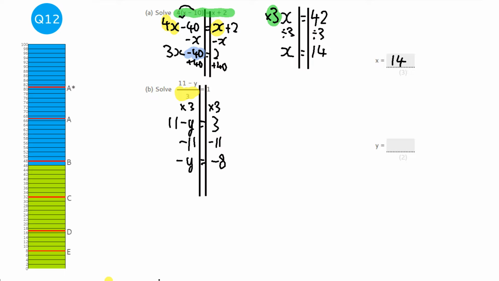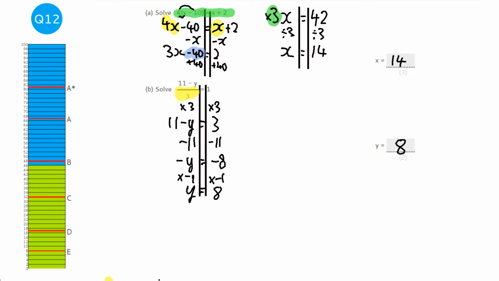Now something I can do here is I can times both sides by minus 1. When I times both sides by minus 1, it gets rid of any negatives. Well, it switches the signs. So if I had an 8 on the right, it would turn into a minus 8. But they're both negative, so it's just y equals 8. So my answer to that is y equals 8.